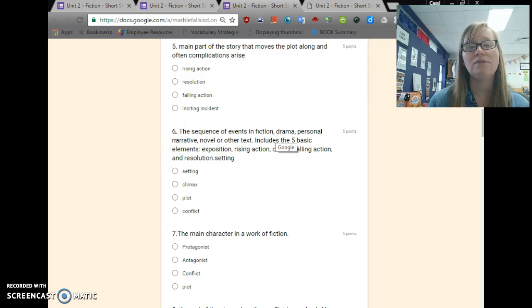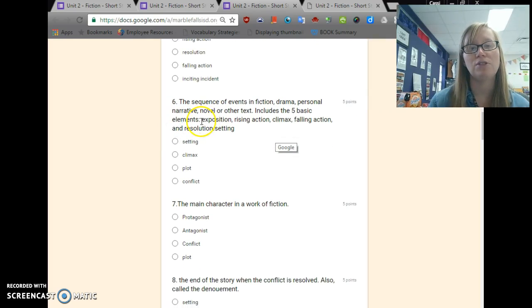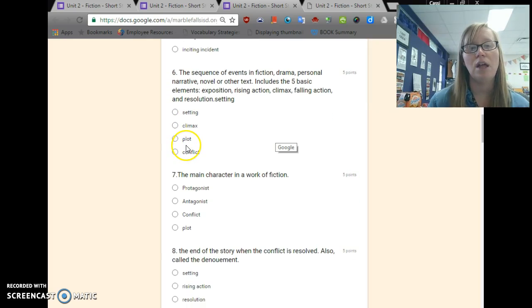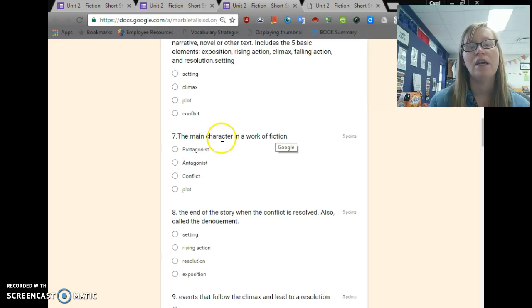6. The sequence of events in fiction, drama, personal narrative, novel, or other text includes the 5 basic elements: exposition, rising action, climax, falling action, and resolution. Okay? Is that setting, climax, plot, or conflict? 7. The main character in a work of fiction. Is that the protagonist, the antagonist, conflict, or plot?